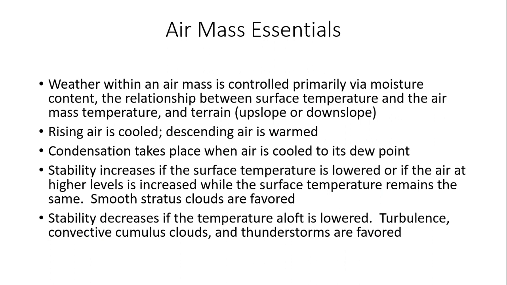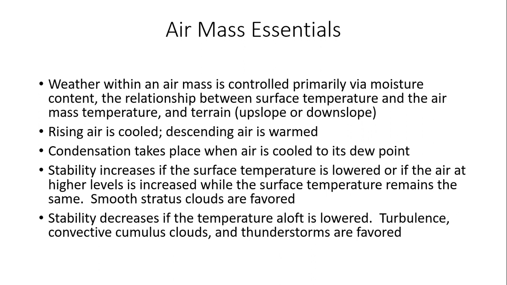Now, air mass essentials. I want to talk about a few things here. First of all, the weather within an air mass is controlled primarily via moisture content and that relationship between surface temperature and the air mass temperature overall, as well as the terrain, whether we're talking upslope or downslope motion. Just keep this in mind: when air rises, it is cooled, and descending or sinking air is warmed. And condensation, where the water vapor changes form from invisible water vapor to a liquid, takes place when air is cooled to its dew point.